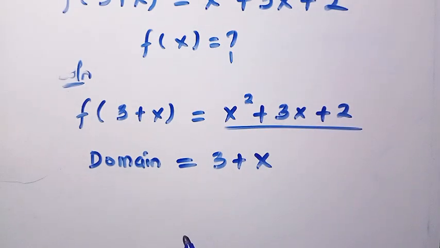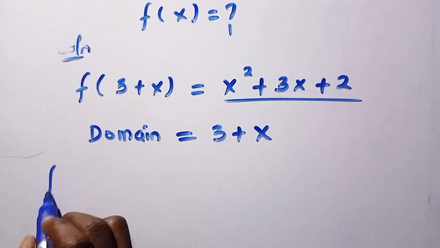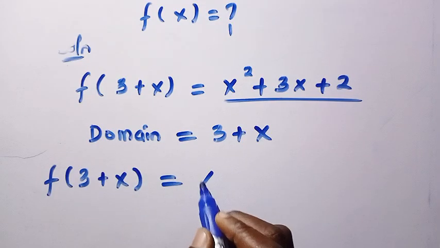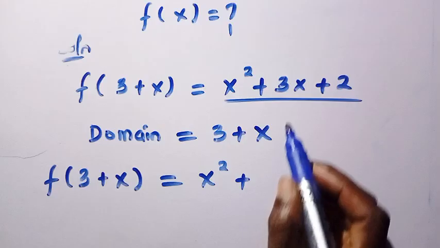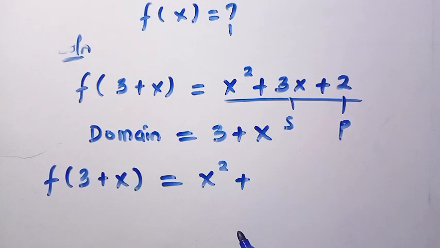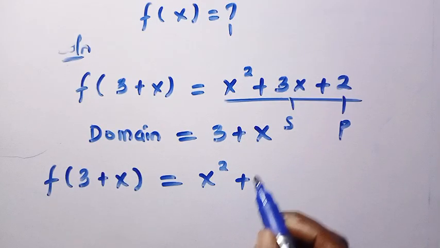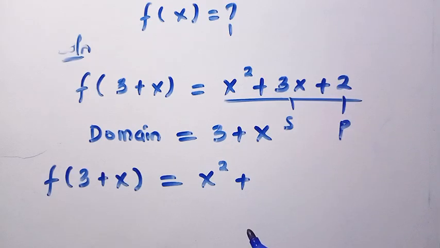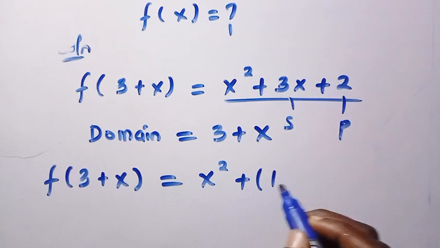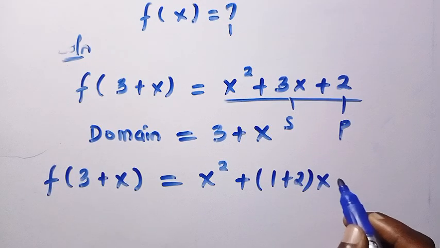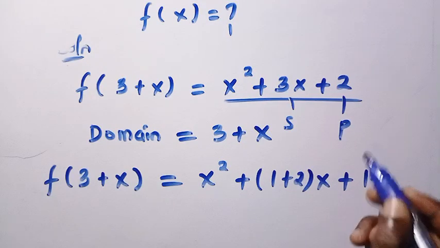Here we have it as a quadratic. So let's try and factorize this. Here we have f of 3 plus x equals x squared plus, the middle term here is known as the sum and here is known as the product. We look for two numbers that when we add them, it gives us 3, and when we multiply them, it gives us 2. And the two numbers are just 1 and 2. So 1 plus 2 gives us 3. Then if we multiply 1 by 2, it also gives us 2.